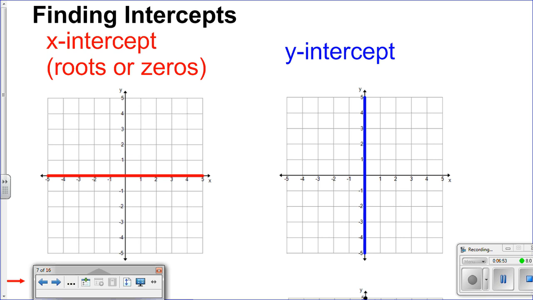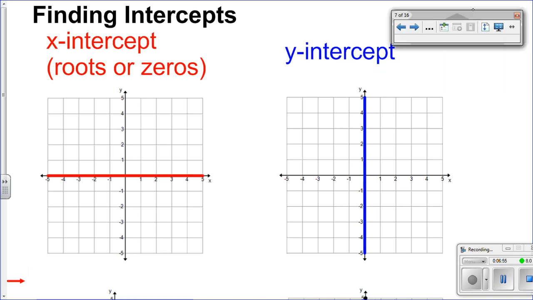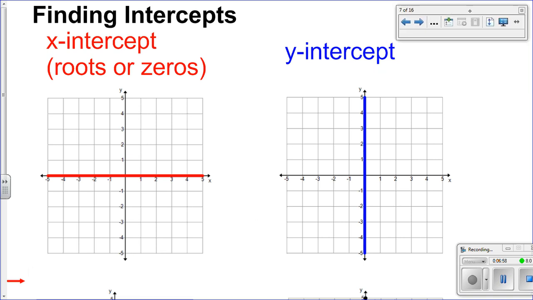Okay, you're finding your intercepts. Now this was tricky for us in class. Now we've done this before. When you're looking for your intercepts, if you're looking for the x-intercept, okay, that's special. That has a name called roots or zeros. So they could ask you to find the x-intercepts, they could ask you to find the roots, or they could ask you to find the zeros.